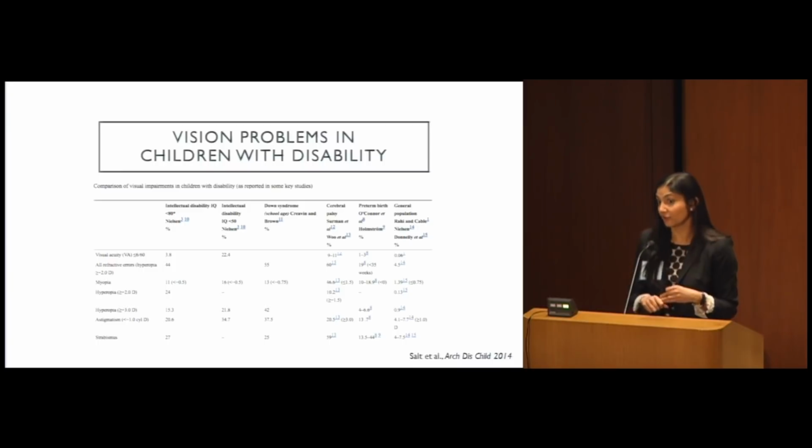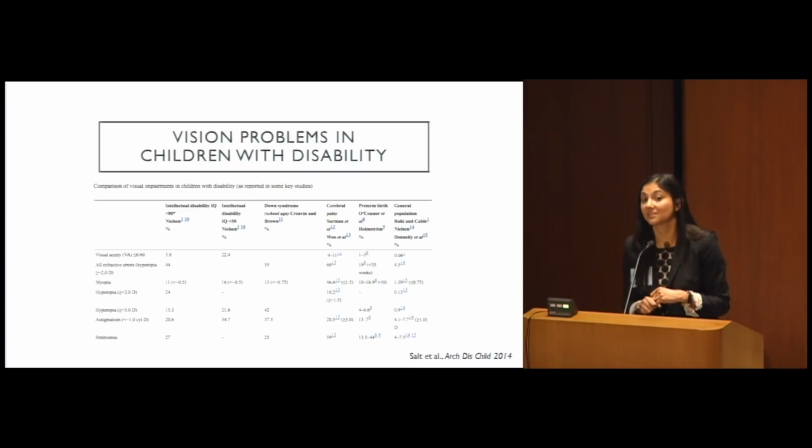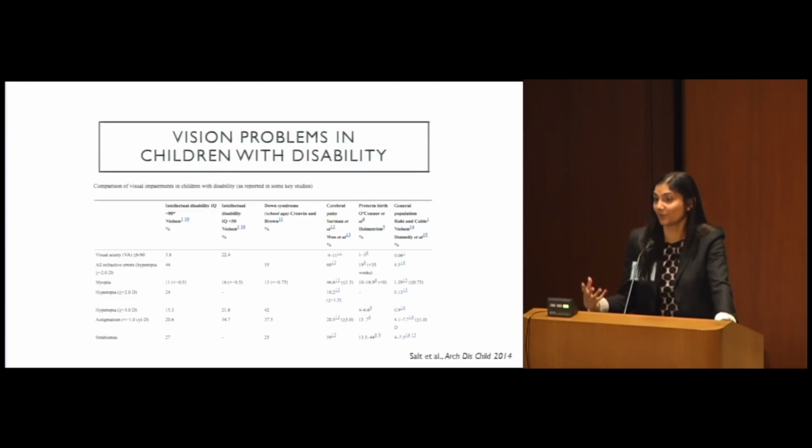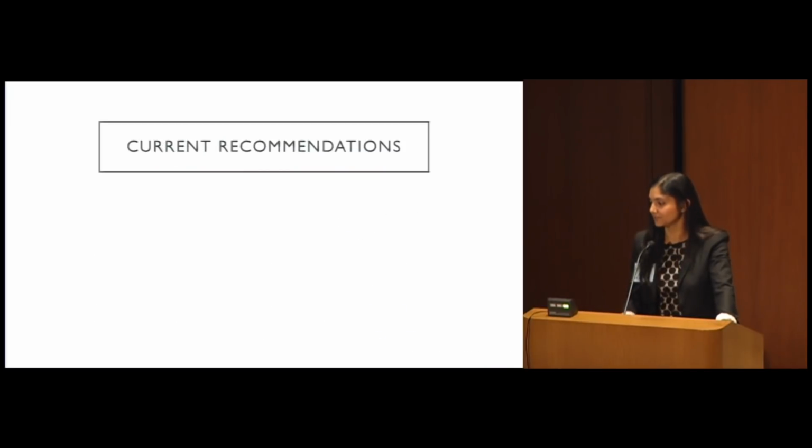Similarly, over 50% of this patient population often have misalignment of their eyes. So that's a significant difference compared to about the 6 to 7% that we see in a general pediatric population. So this is why vision screening might be even more important when we're talking about children who have developmental disabilities.